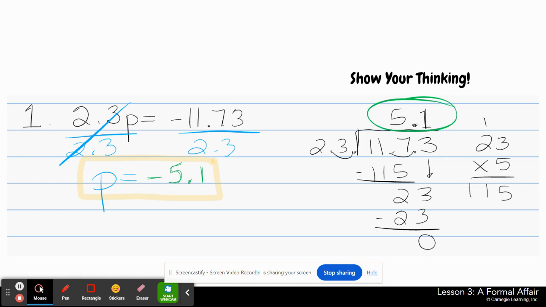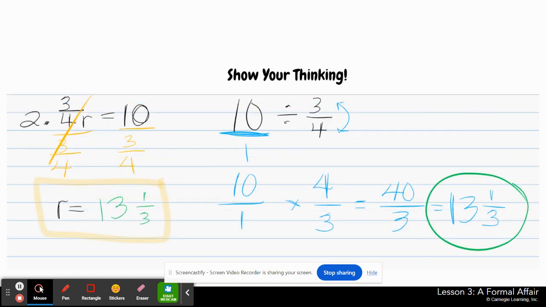Alrighty, and for question number 2, here is my work. I divided both sides by 3/4 because you're multiplying 3/4 times r. When I divided 10 divided by 3/4, I know I have to put a 1 over that 10 to make it into a fraction first.